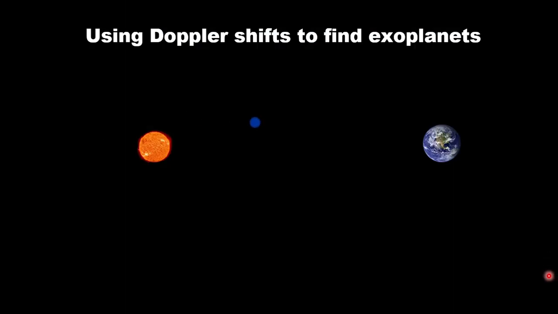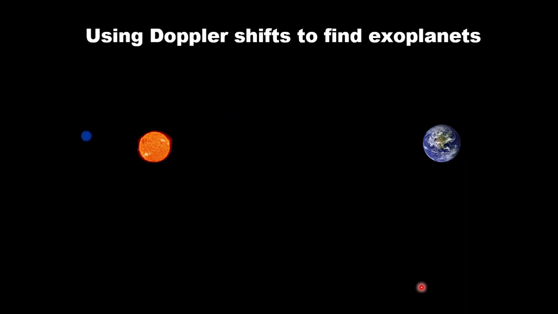So how do we use this to detect exoplanets? Well, this is an animated image of an exoplanet orbiting around a star, and we're observing this from Earth. Now, the gravity from the star is tugging the planet and keeping it in orbit, but the planet itself has gravity. And so it's actually tugging back a little bit on the star as well.